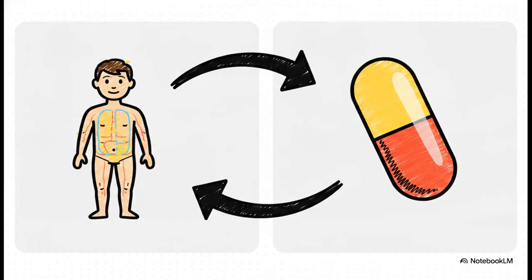To make sense of this two-way street, scientists split this interaction into 2 complex concepts, pharmacokinetics and pharmacodynamics. They're 2 sides of the same coin. Simply put, pharmacokinetics is what your body does to the drug. Pharmacodynamics is what the drug does to your body. Let's start by looking at the body's role.